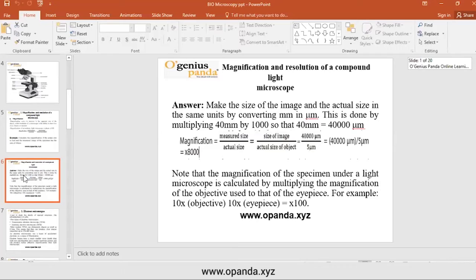Note that the magnification of a specimen under a light microscope is obtained by multiplying the magnification of the objective used by that of the eyepiece. For example, 10 times objective multiplied by 10 times eyepiece is equal to times 100. Exercises are there, but you are going to understand this.